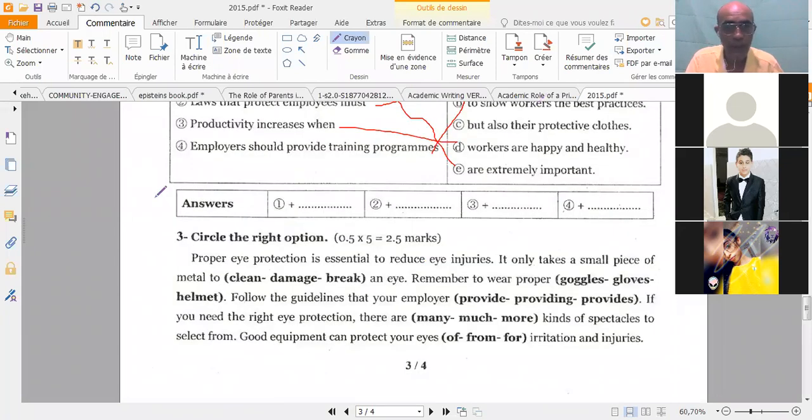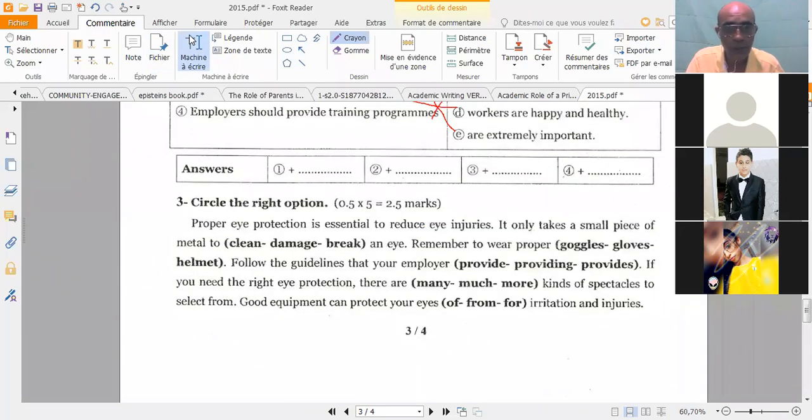Okay, now circle the right option. You have to focus on meaning, grammar, what type of word you need here, okay? So be careful. This is an easy exercise, and try your best to get a full mark, okay? You have 5 minutes.